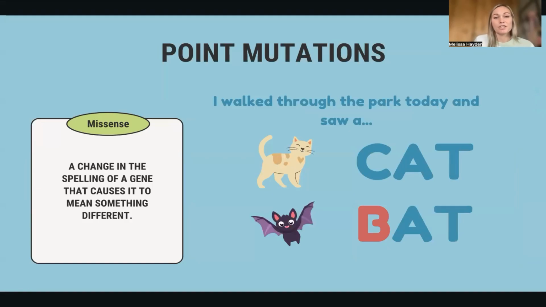A missense mutation occurs when there's a change in the DNA sequence of a gene that causes it to have a different meaning, altering the protein structure and function. In the maze analogy, it's like taking a wrong turn that still leads somewhere, but the outcome is not what you expected.